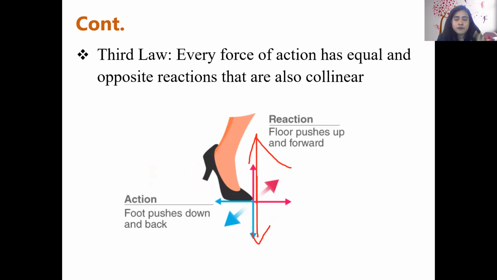So I hope that you have recalled the three laws of motion. If you have any questions, you can ask.